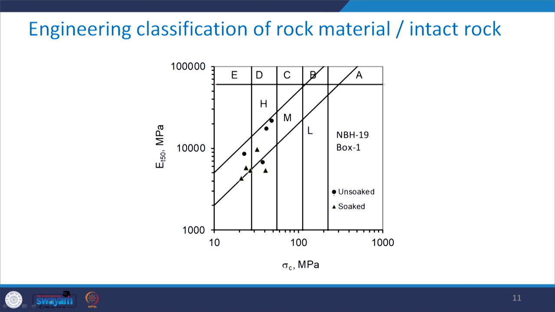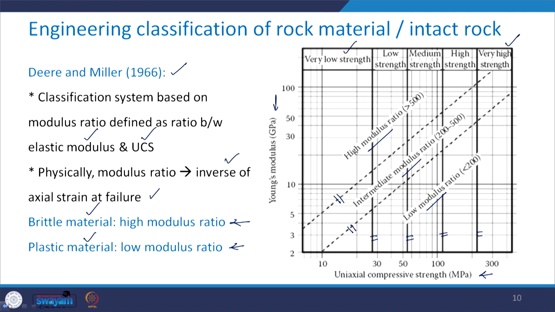Let us take a look. These dark circles represent the unsoaked samples, and the triangles represent soaked samples. So, you find out the UCS value and ET50. How to find out ET50? That we have already discussed in some of the earlier lectures. So, we can locate the particular point based upon the value of UCS and ET50, and then see where it is lying. Let us focus on this. What will be the classification for this sample? This will be CE, and then it is lying here, so EM. You can call this a specimen of intermediate modulus ratio and very low strength.